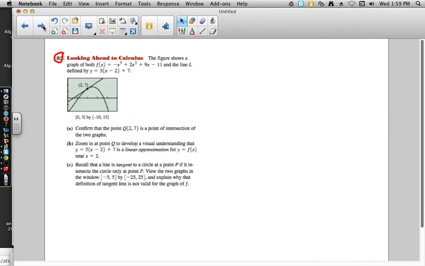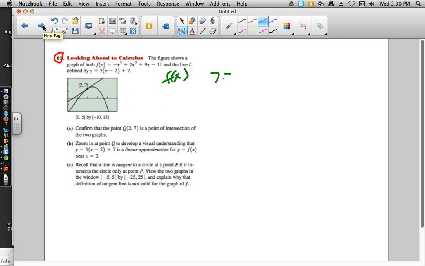Number 83 says, looking ahead to calculus, and we see a figure here where there is a cubic, and that's f of x. And then we have a line L that is going past that. So A says, confirm that the point Q, (2, 7), is a point of intersection of the 2 graphs. Well, to do that, what we have to do is put the 2 and the 7 in and make sure it's going to work. So it has to work for the f of x.